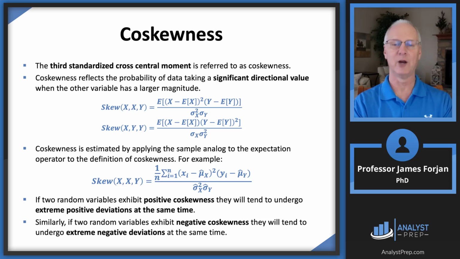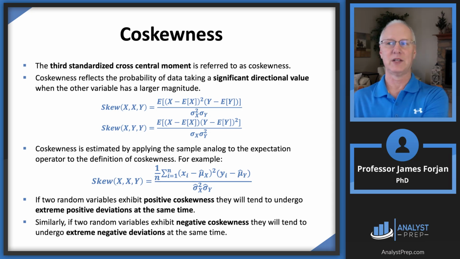If two random variables exhibit negative Coskewness, then they will tend to undergo extreme negative deviations. This is important just to remember: with skewness, we're raising it to the third power, so we need to be sensitive to what happens on the right-hand side and what happens on the left-hand side of that distribution.